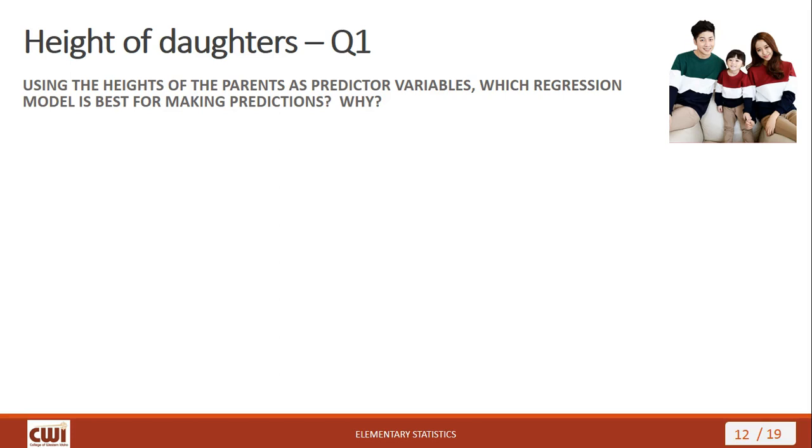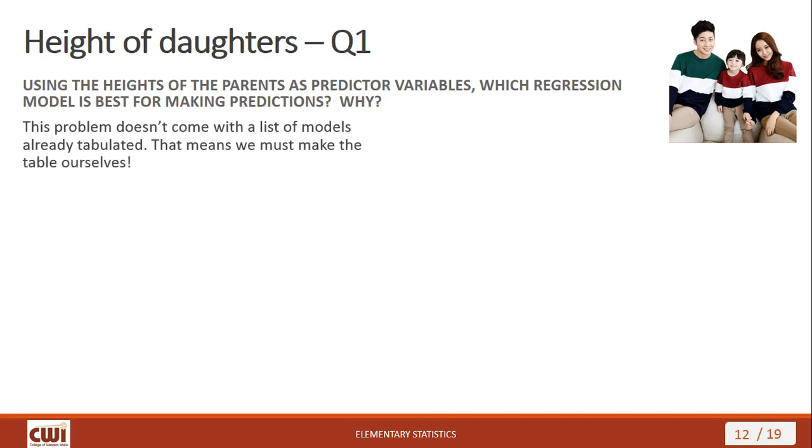So, using the heights of the parents as predictor variables, which regression model is the best for making predictions? Well, this problem, as you saw, does not come with a list of models in tabular form. And some of the problems that you're going to get in your assignment are going to be just like that. If you're not given the models out front in a table, then you have to make that table yourself. So let's figure out how we're going to make that table.